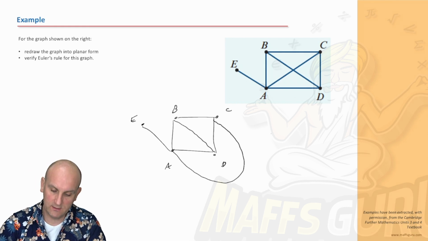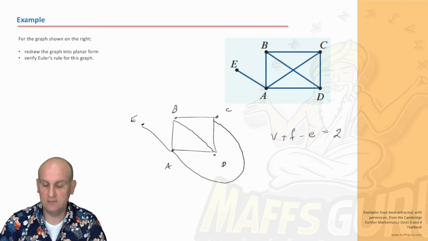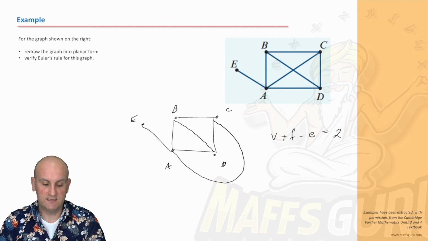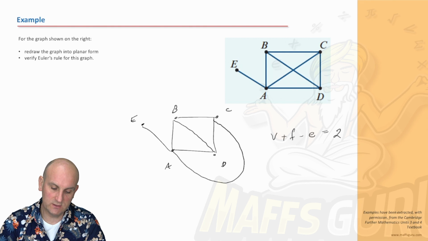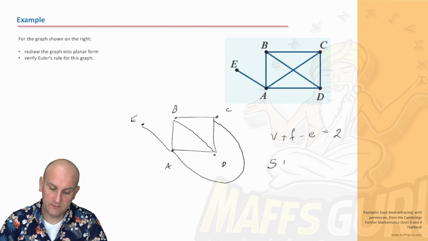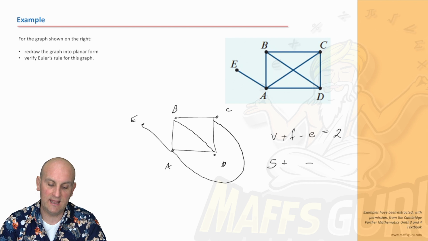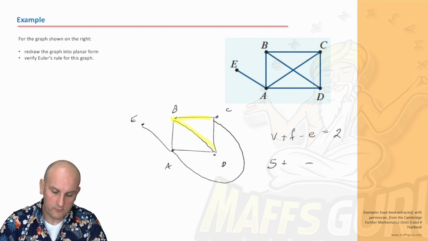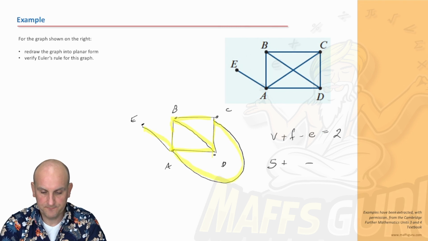So we know that vertices plus faces minus edges must equal 2. For that to be true, let's have a see. We've got vertices: 1, 2, 3, 4, 5. So there are 5 vertices. Those are the letters on the edges, remember. Plus the number of faces, and leave that for a moment, minus the number of edges. Now again, edges, so we've got 1, 2, 3, 4, 5, 6, and 7. So there are 7 edges.